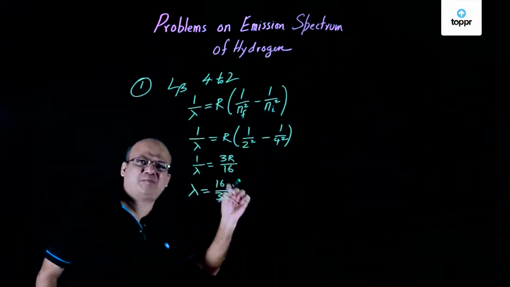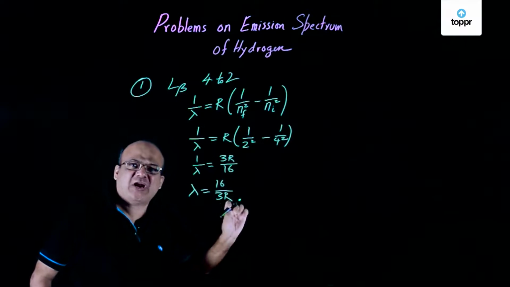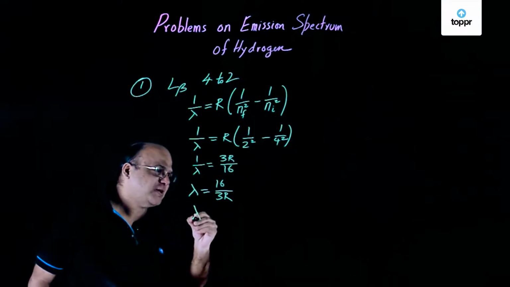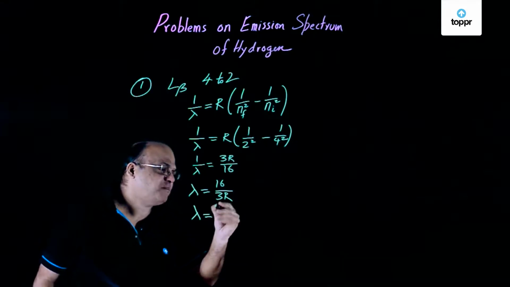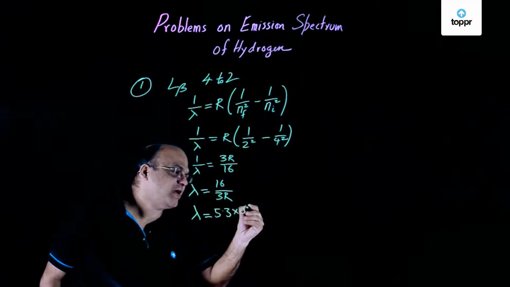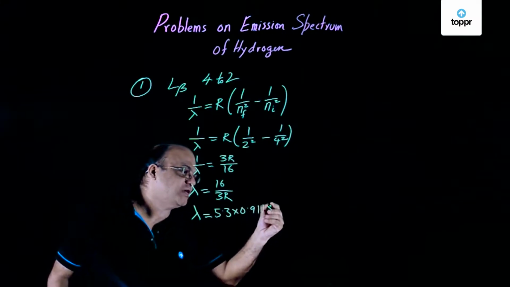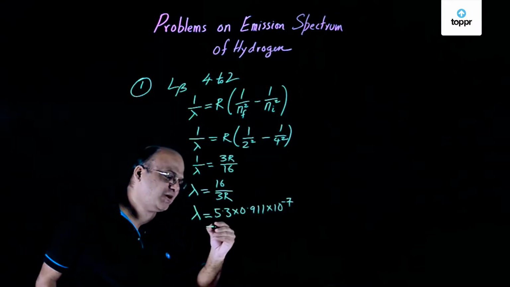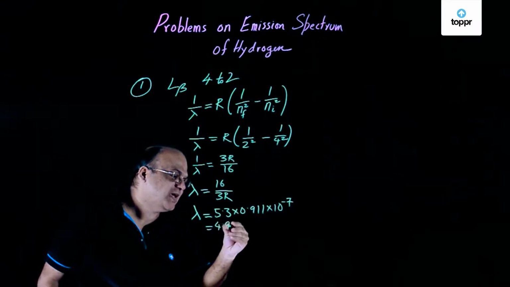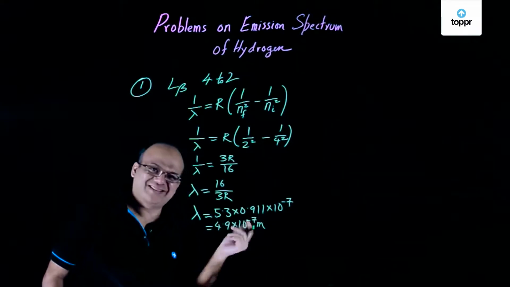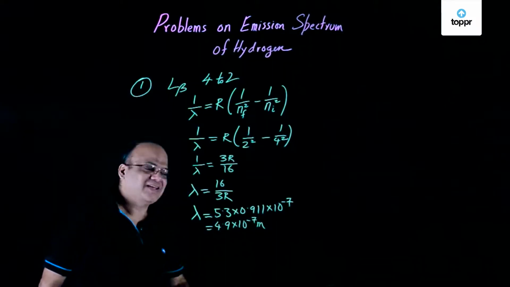1 by R is 0.911 into 10 to the power minus 7 meters. So therefore lambda becomes, this is 5.3 approximately, times 0.911 into 10 to the power minus 7. So this will give us approximately 4.9 into 10 to the power minus 7 meters. This is the wavelength.